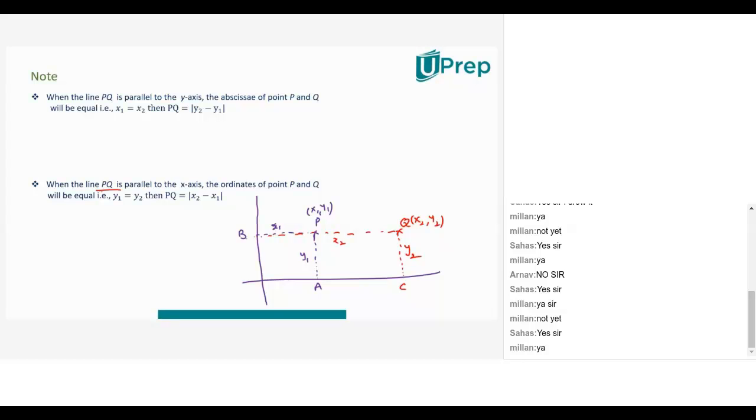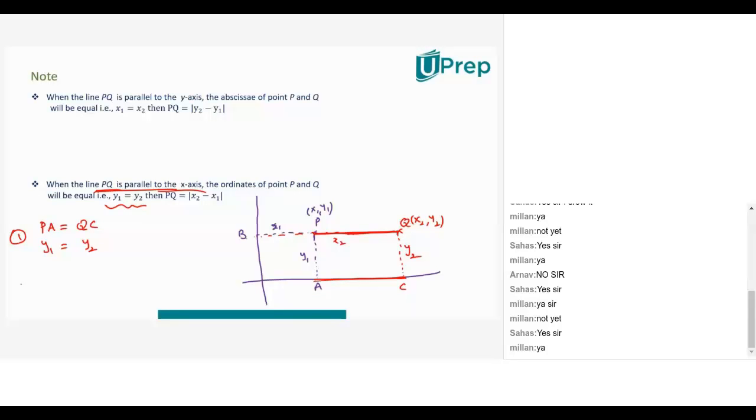Now I was given a condition that PQ is parallel to the x-axis. That means this portion is parallel to the x-axis. When these two lines are parallel, the distance between them, what are the two distances which are equal? PA distance and QC distance should be equal because the two lines are parallel. What is PA? Height y1. What is QC? That is the height y2. That means y1 and y2 should be equal. That's my first statement. The ordinates will be equal if the line is parallel to the x-axis.